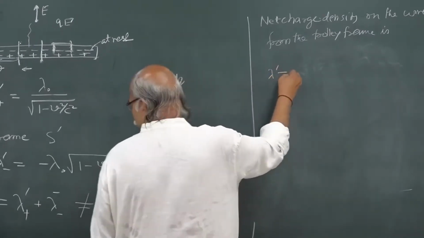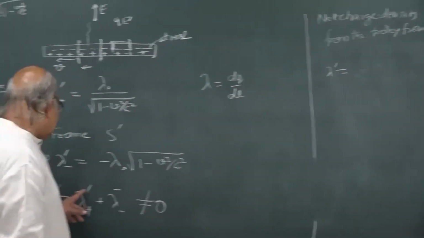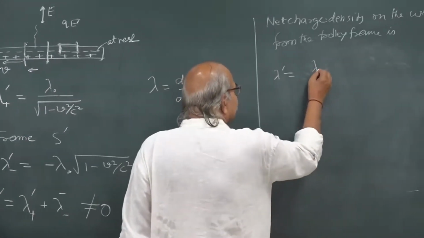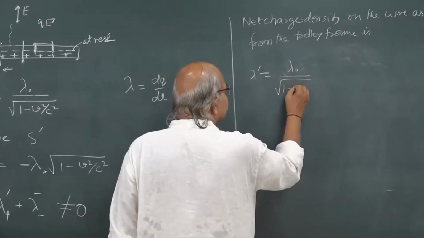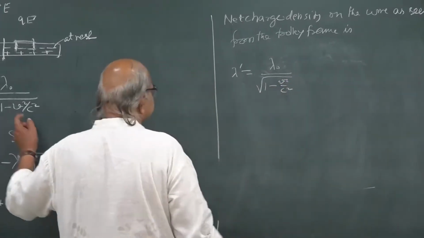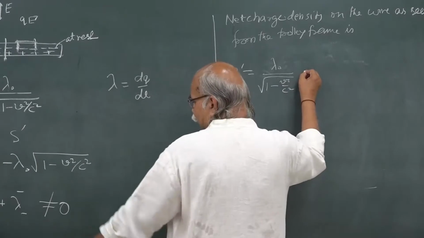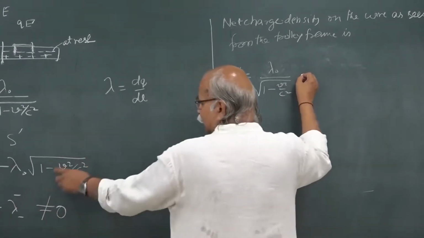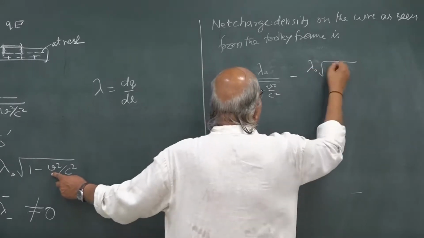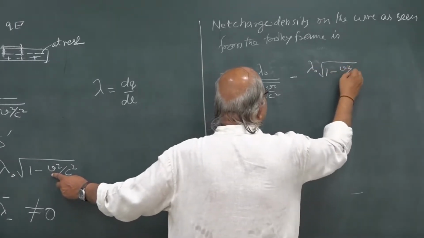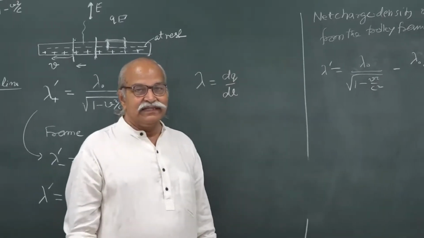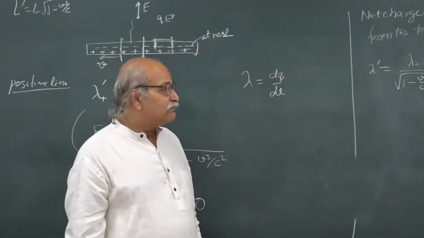lambda prime, which is lambda plus prime, and that is lambda naught divided by square root of 1 minus v square by c square, and then minus this other one. So, minus lambda naught into square root of 1 minus v square by c square. That is the net positive linear charge density as seen from the trolley frame.